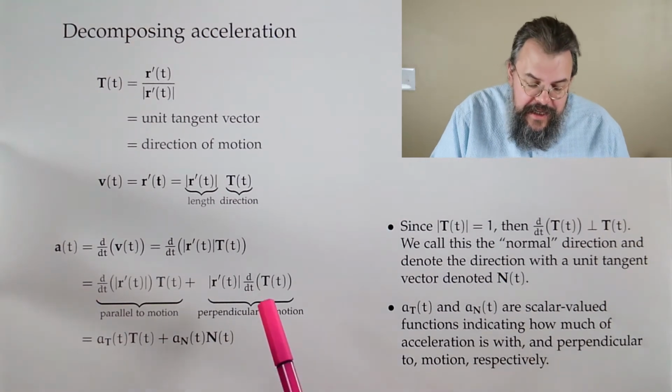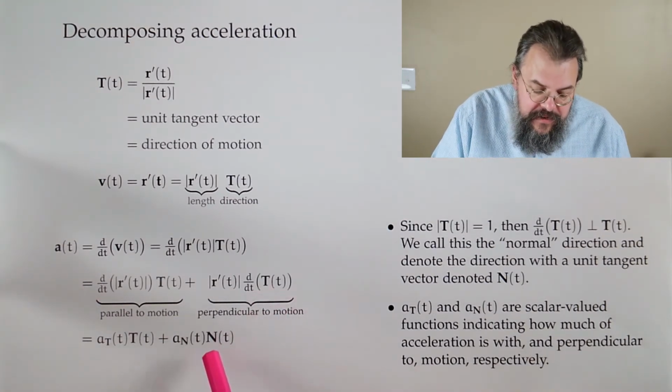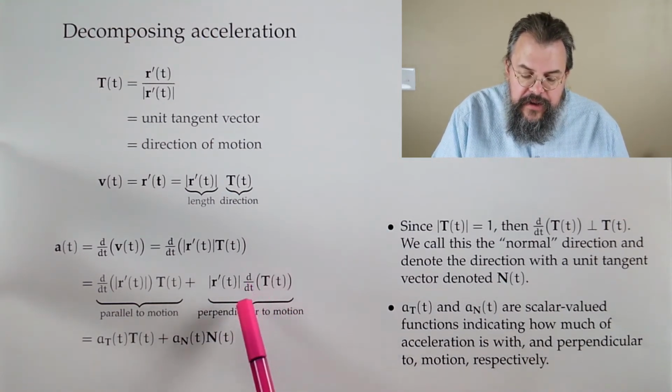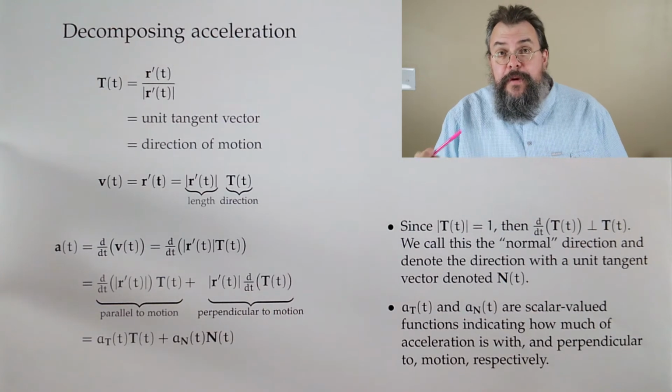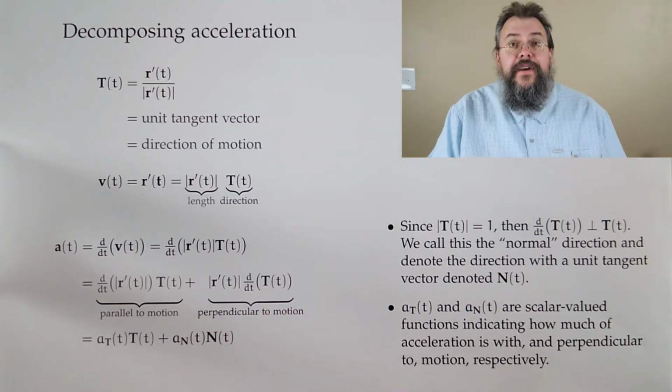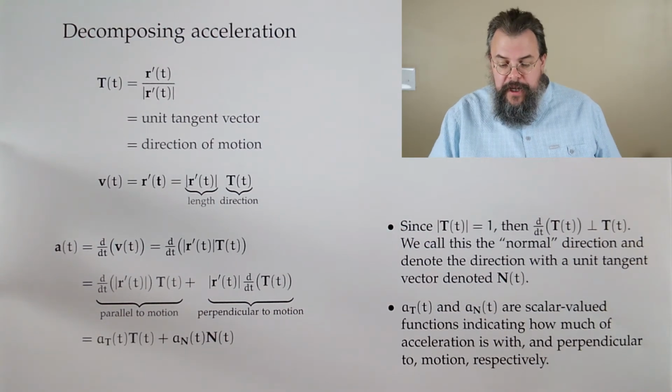We are not saying that this derivative is exactly N of t, because we don't know what the magnitude of this vector is. We only know it's perpendicular to what we want. So there's this scaling that goes on. So there's a little bit of subtlety in play.